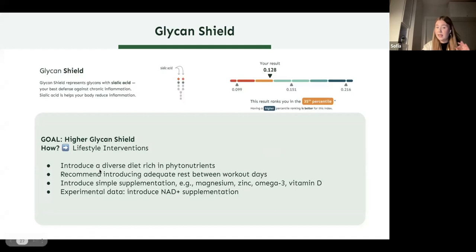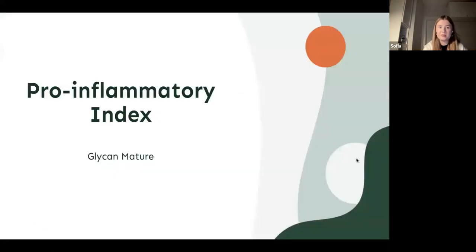If that is something they have under control, we would think about introducing simple supplementation, for example magnesium, zinc, omega-3, and vitamin D. And the data that we have right now is very much experimental, but we know that glycan shield is indeed responsive to NAD supplementation, whether that is niacin or NR. We don't have much data about NMN, but it is probably also going to affect the glycan shield.